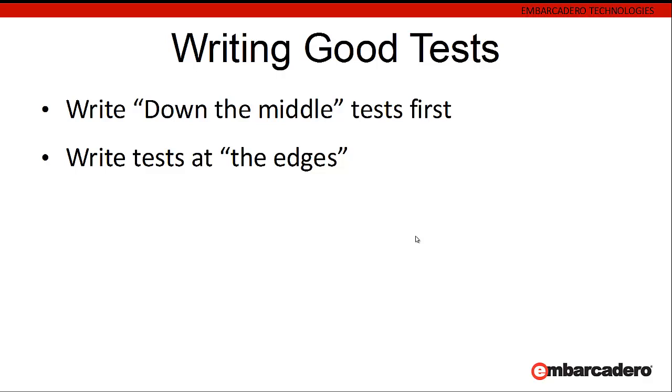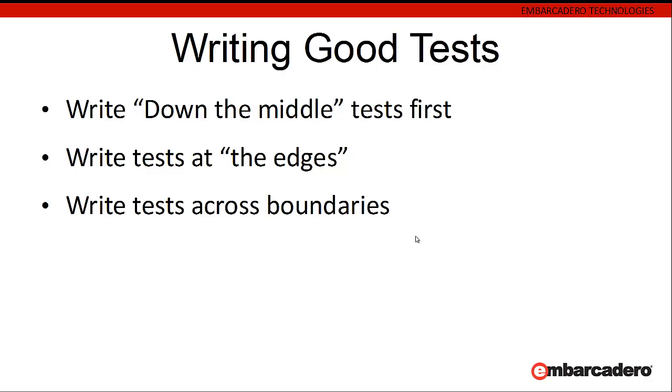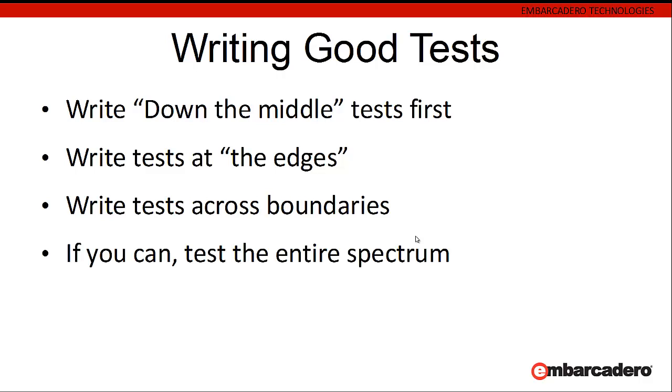Start testing things around 0. Start testing things around max int. Start testing things at the edges of what your class does, the extreme cases. Follow that with testing across boundaries. If you're doing addition and subtraction, as we'll do in our demo, we're going to test to see what happens if you add a positive number and a negative number together and make sure that that works correctly in our algorithm. If you can, test the entire spectrum of your class.